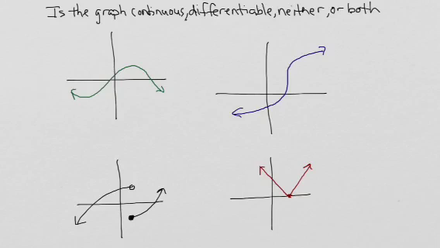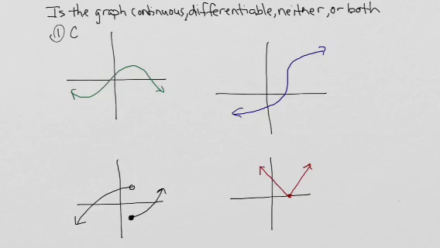It says, is the graph continuous, differentiable, neither, or both? Let's take a look at this first one on the top left. We'll call it number 1. First off, let's decide if it's continuous. If it's continuous, it means that it doesn't have any holes and it doesn't have any vertical asymptotes. So I would say yes, this one is continuous. Now, is it also differentiable? Well, if a graph is continuous, then there are three things that could make it not differentiable.